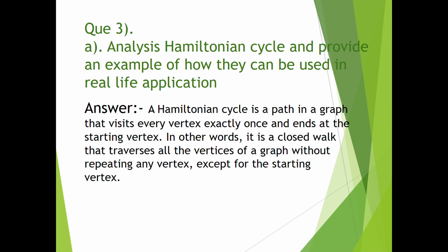Question number 3. Analyze the Hamiltonian cycle and provide an example of how it can be used in a real-life application. A Hamiltonian cycle in a graph is a path that visits every vertex exactly once and ends at the starting vertex. In other words, it is a closed path that traverses all the vertices of a graph without repeating any vertex except for the starting vertex.